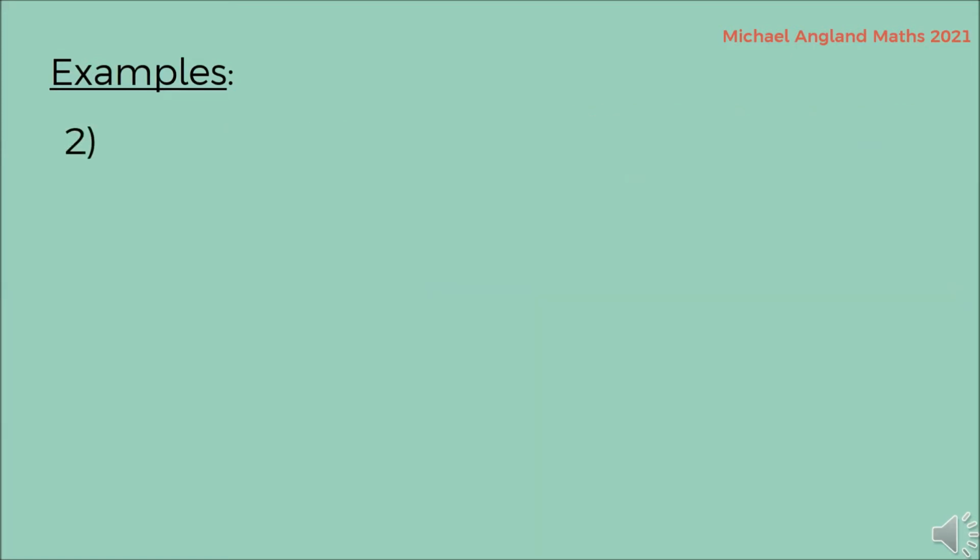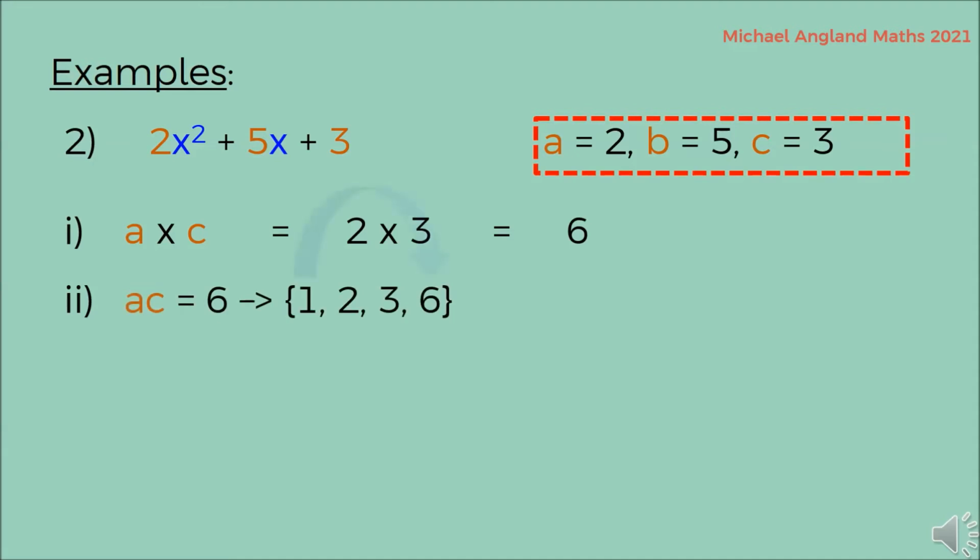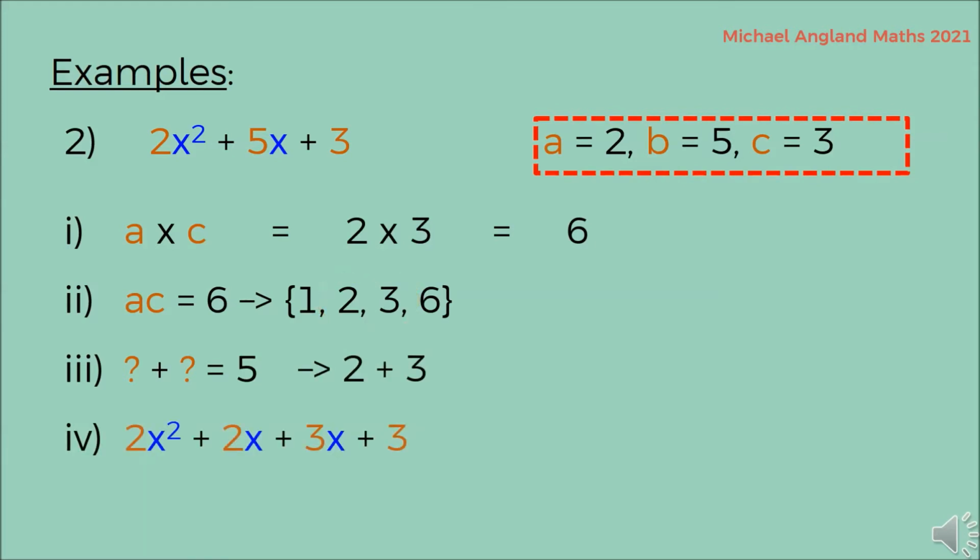Example 2, 2x squared plus 5x plus 3. Here, the coefficient of the x squared term is greater than 1. So, a times c is 2 times 3, which is 6. The factors of 6 are 1 and 6, and 2 and 3. Now, looking for a pair of factors which sum to give 5, that would be 2 and 3. So we split the quadratic as follows: 2x squared plus 2x plus 3x plus 3.